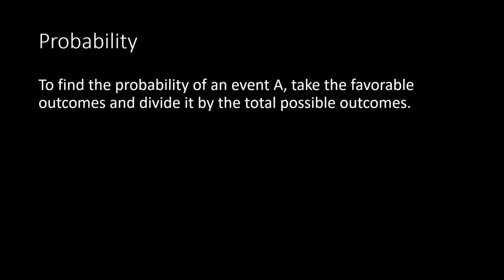So in the previous lessons, we learned how to find the total possible outcomes. And that is going to be part of what we do for probability. And then the other part is now finding the favorable outcomes as well, and then dividing the two.